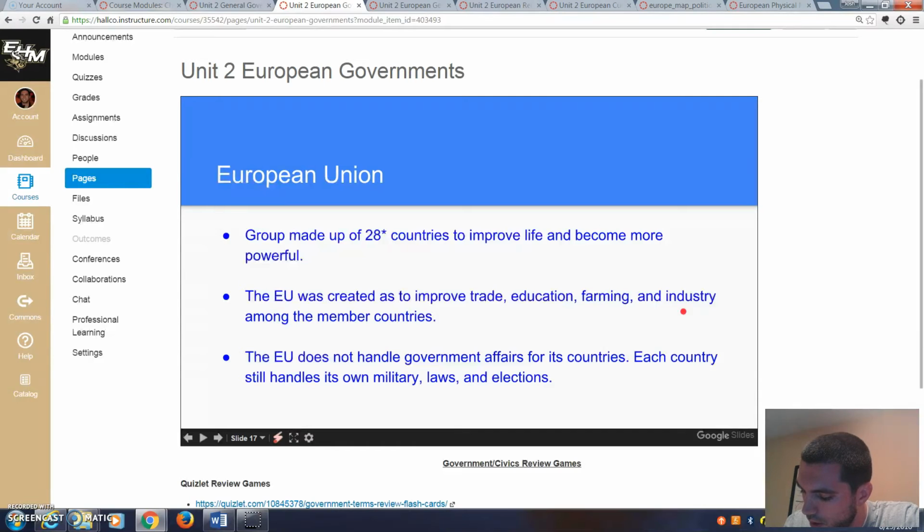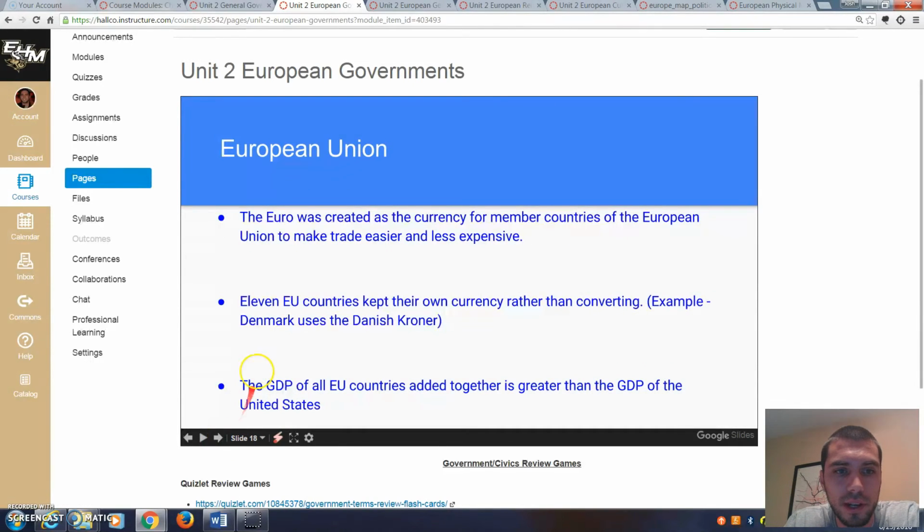Number 12. What is the currency of the European Union? If we hit next, we'll find in this bullet point that the euro was created as the currency for member countries of the European Union to make trade easier and less expensive. So, what was the currency? We know currency means money. Do not forget that. Currency means money. So, what was the currency called? It tells you in this bullet point right here. It sounds a lot like the word European. All right.